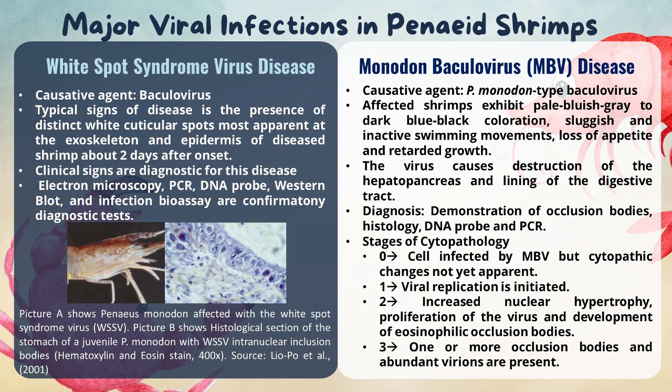To diagnose, demonstrate occlusion bodies in wet mounts of feces, midgut, or hepatopancreas stained with malachite green. Histological sections show the presence of eosinophilic multiple occlusion bodies within the hypertrophied nuclei of the hepatopancreatic tissues. Other diagnostic tests are DNA probe and PCR.